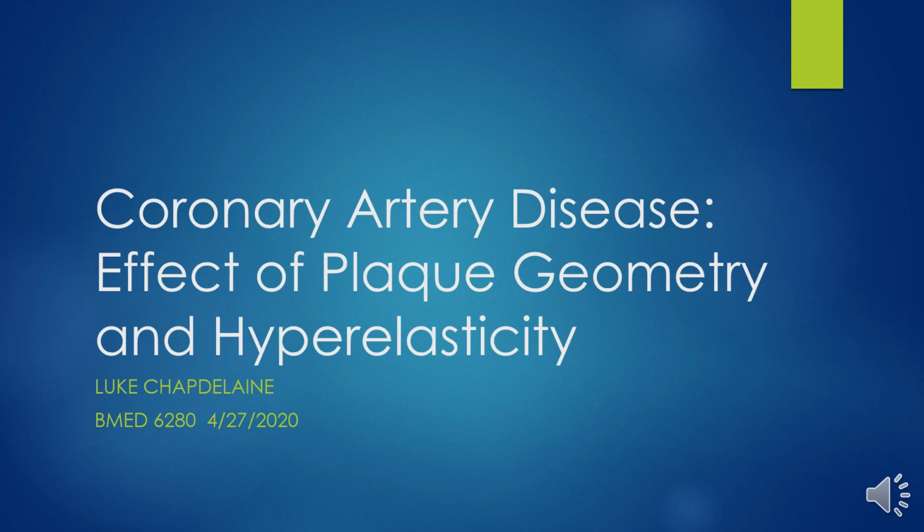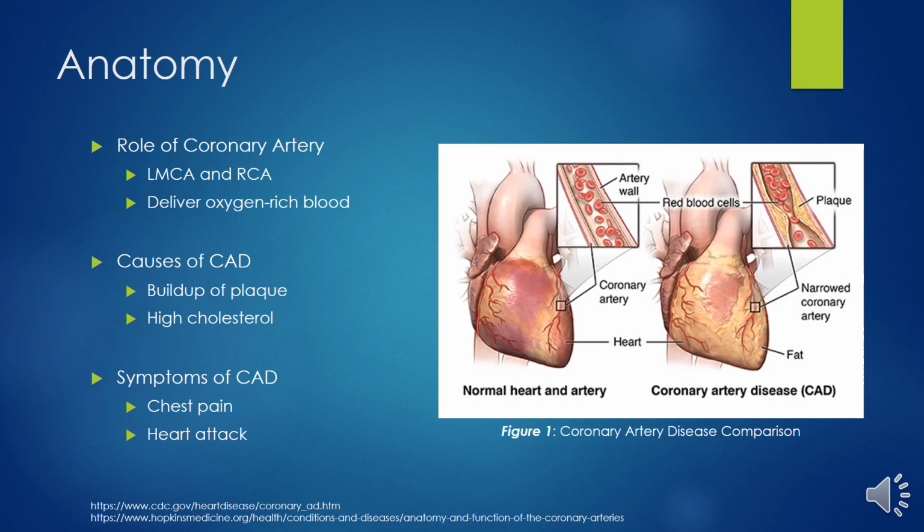Hi everyone, for my project I decided to study coronary artery disease. There are two coronary arteries located near the heart, the left main coronary artery, LMCA, and the right coronary artery, RCA. These arteries deliver blood to the respective sides of the heart, ultimately regulating the heart's rhythm and ensuring that the heart gets the proper amount of oxygen and nutrients.